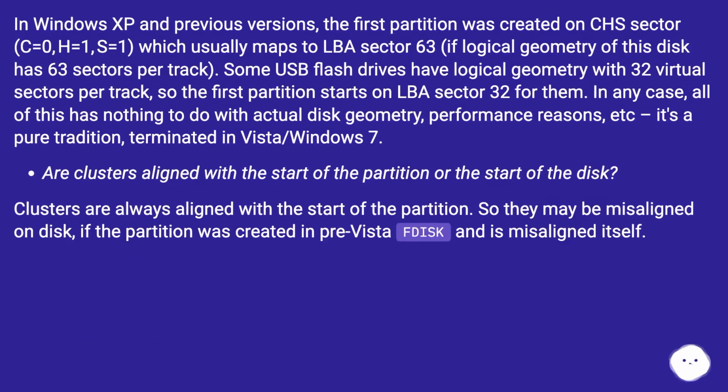In Windows XP and previous versions, the first partition was created on CHS sector C equals 0, H equals 1, S equals 1, which usually maps to LBA sector 63, if the logical geometry of this disk has 63 sectors per track. Some USB flash drives have logical geometry with 32 virtual sectors per track, so the first partition starts on LBA sector 32 for them. In any case, all of this has nothing to do with actual disk geometry, performance reasons, etc. It's a pure tradition, terminated in Vista, Windows 7.